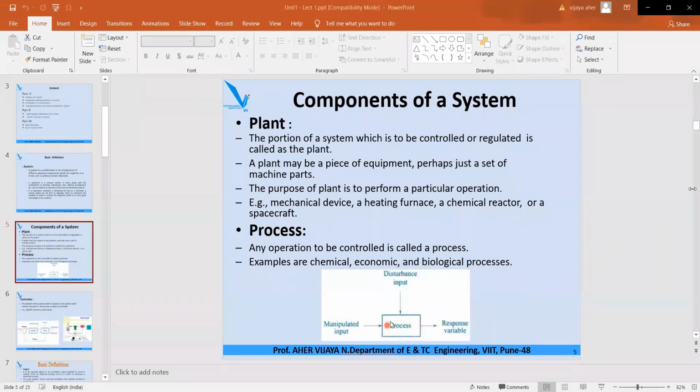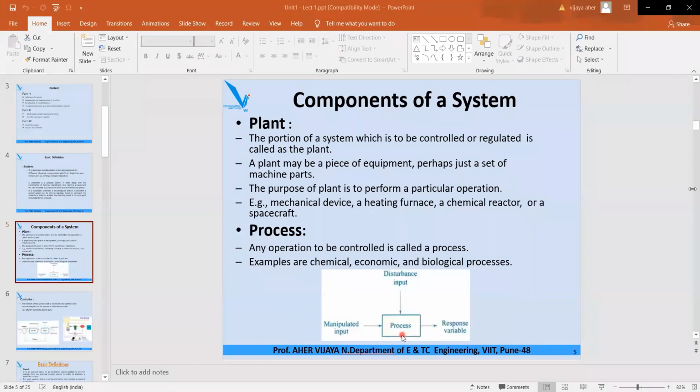So here is your process. And what are the inputs and outputs to the process? Input is the manipulated variable or manipulated input, and this is the output of your process. Output is nothing but the response of your process. Everything we are going to express in terms of equations. Your process may be a first order or a second order process. Along with that, you will get a response, that means output. Again, depending on the input, whether you apply a step input, ramp input, parabolic or hyperbolic input, depending on that, you will get the response.